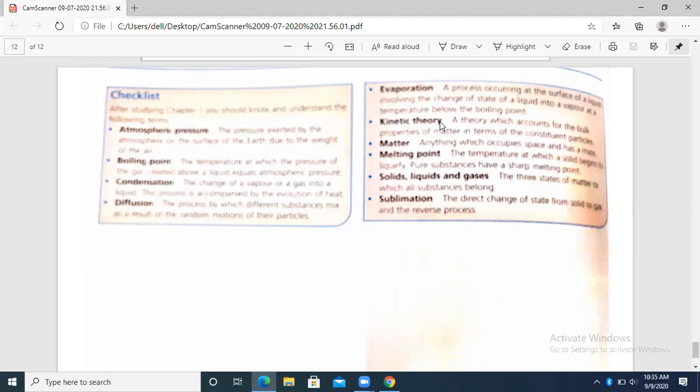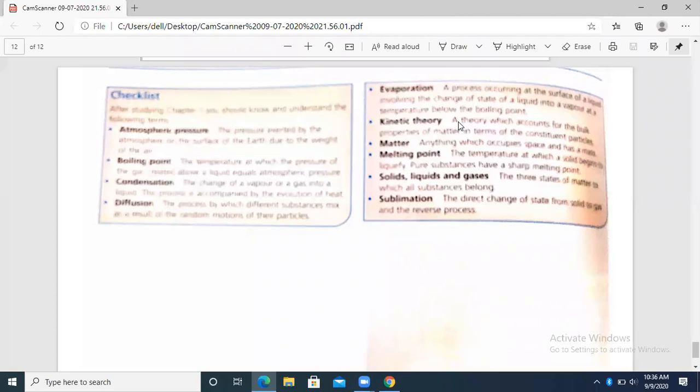Bulk means this is theory, saying about what number of properties of matter there were in terms of the constituent particles. Here we are studying and analyzing each particle, what will happen. We are saying the particles collide like that. In one drop of water, there are millions of particles. So the theory is saying we are studying each single particle thoroughly. Then matter. Matter means what?